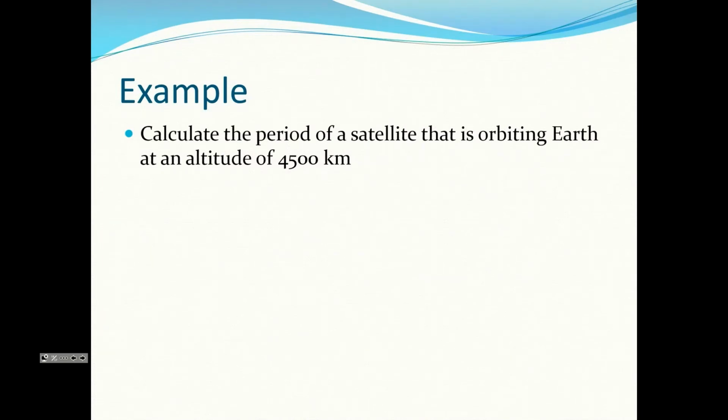Okay, so let's do another one. Calculate the period of a satellite that is orbiting Earth at an altitude of 4,500 kilometers. Okay, so my altitude is 4,500. I'm going to add 3 zeros to make it meters, and we have to factor in the radius of the Earth if we want to find r in our formula. So we'll have to think about that when we're doing it.